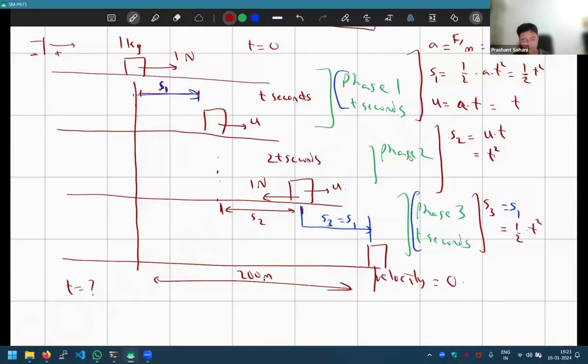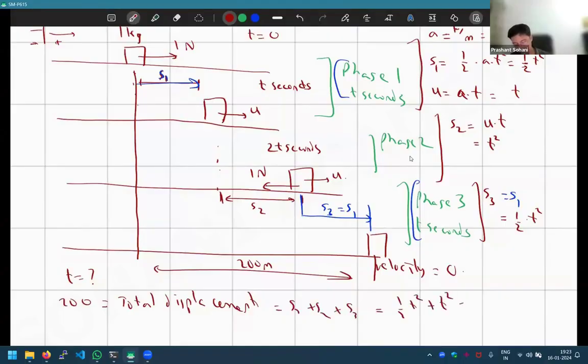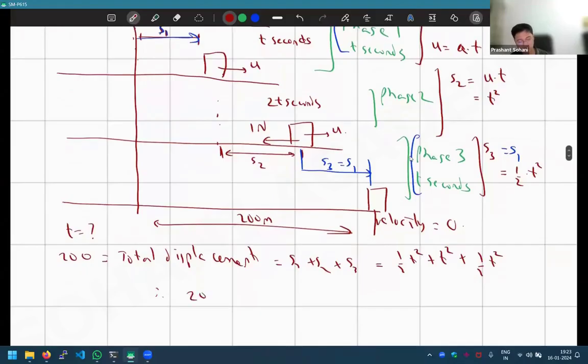So therefore the total displacement of all the three phases combined, which I know is 200 meters, that is given to me, will be equal to S1 plus S2 plus S3. So that is half t square plus t square plus half t square. So therefore the equation I'm getting is 200 is equal to 2 times t square. And so if you solve it, you're going to get t is equal to 10 seconds.